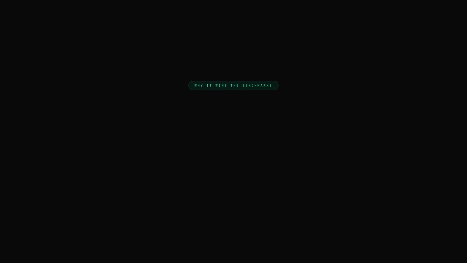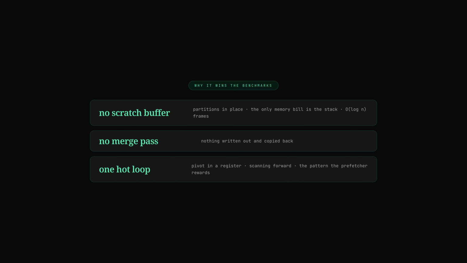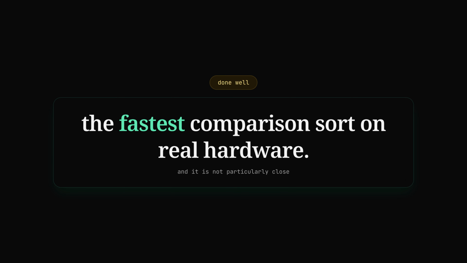But here's why Quicksort wins the benchmarks. No scratch buffer. The partition rearranges in place, so the only memory bill is the stack, and halving recursion means order log n frames. No merge pass writing everything out and copying it back. Just one hot loop, comparing against a pivot that sits in a register, scanning forward through the array, which is the exact pattern the prefetcher rewards. Done well, Quicksort is the fastest comparison sort on real hardware, and it is not particularly close.